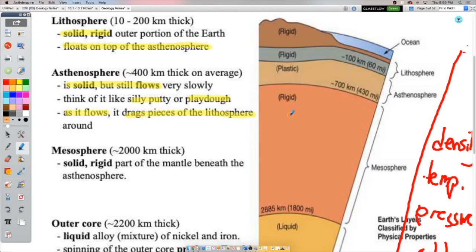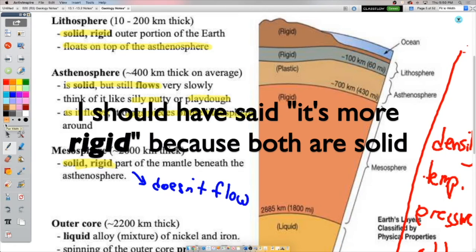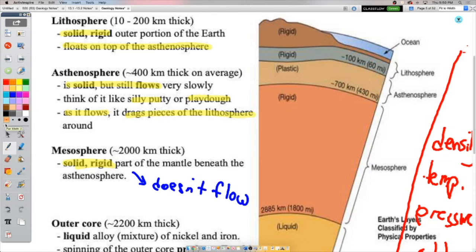So the mesosphere is also solid, okay, but it's rigid. It's not like the asthenosphere. It doesn't flow like the asthenosphere. It's more solid, okay? So that is the mesosphere. Remember, what did meso mean when we said Mesozoic? It meant middle. So this is kind of the middle.